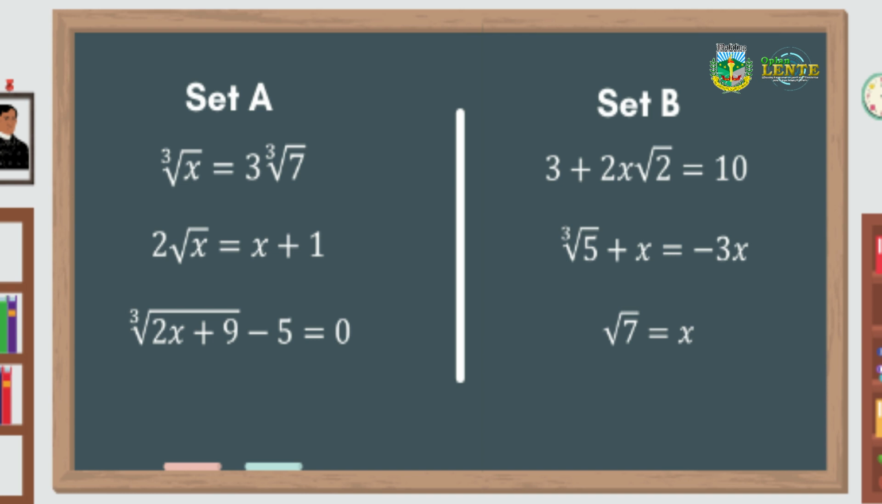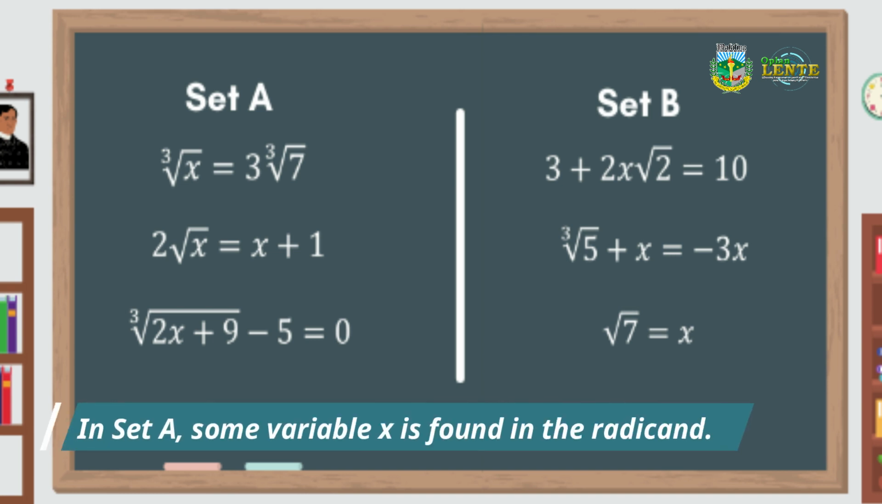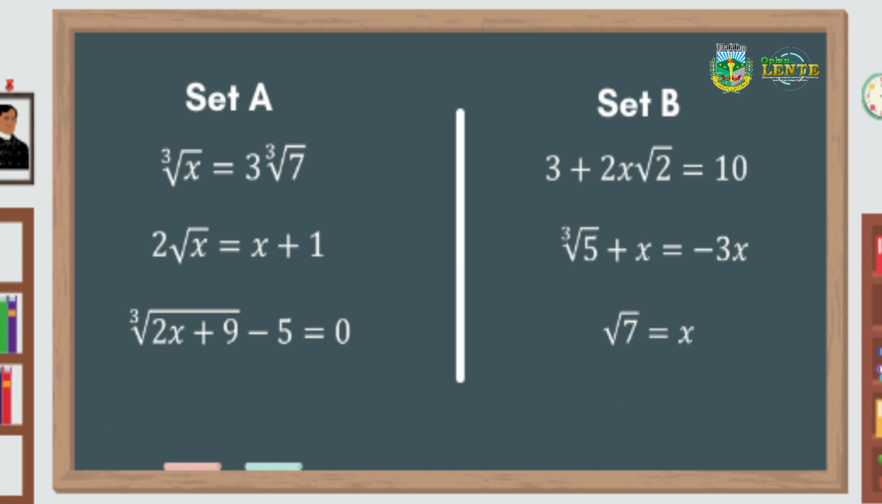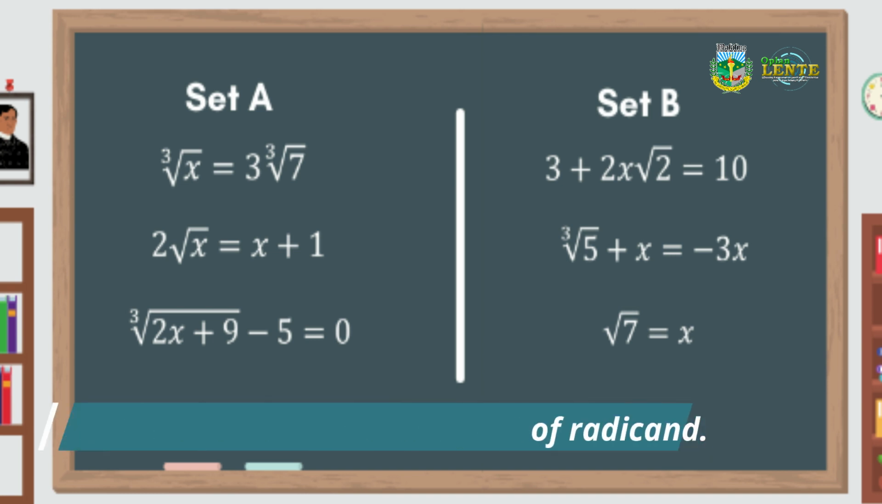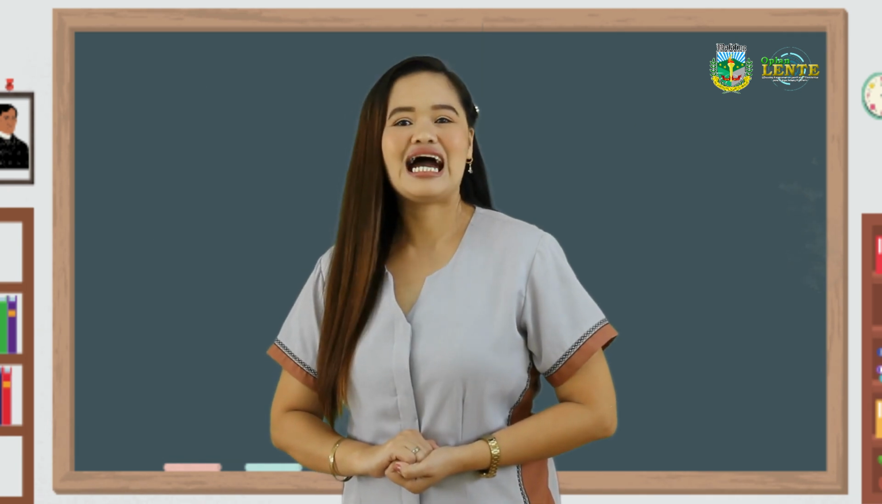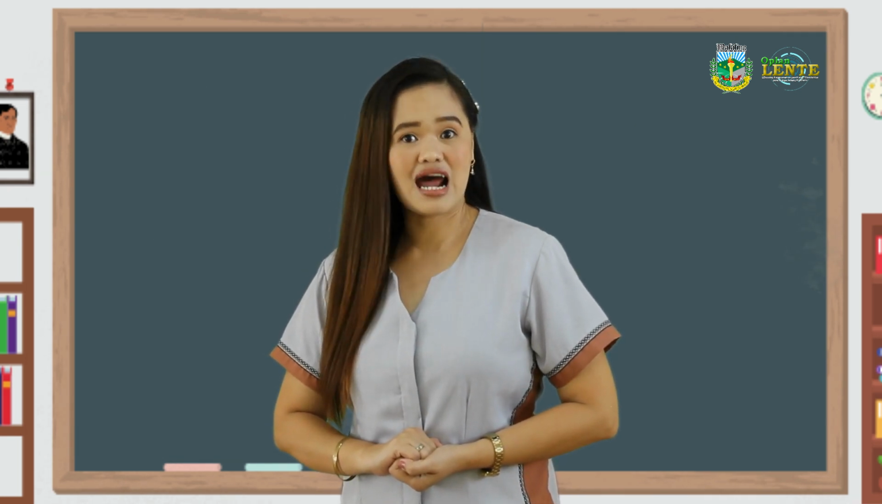Nice answer! Some variable x is found in the radicand. How about the characteristic of the equations in set B? Very good! Variable x is not part of the radicand. We have already identified the different characteristics of the two sets of equations.